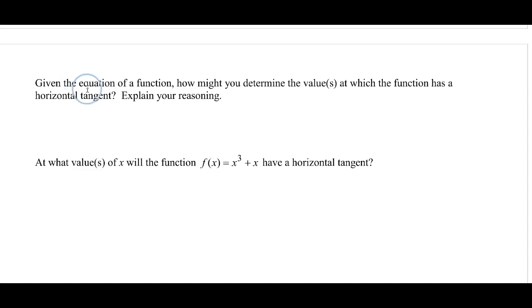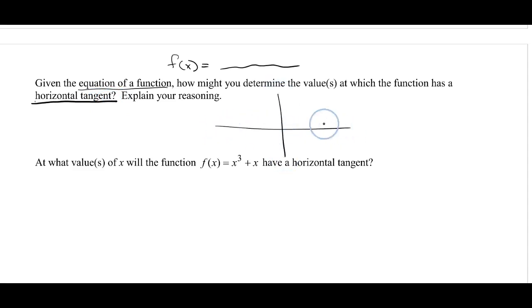Given the equation of a function, so if you're given some function f of x equals whatever, how would you determine the values at which the function has a horizontal tangent? Well, what does horizontal tangent mean? Let's draw a horizontal tangent. If I had a function and I were to draw a tangent that was horizontal, it would look like this.